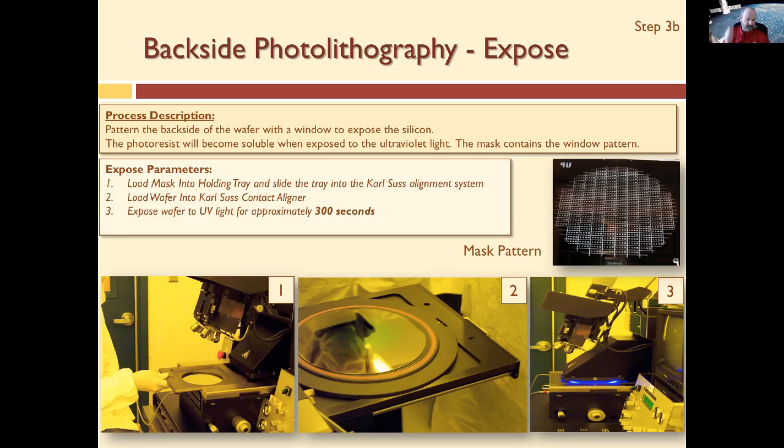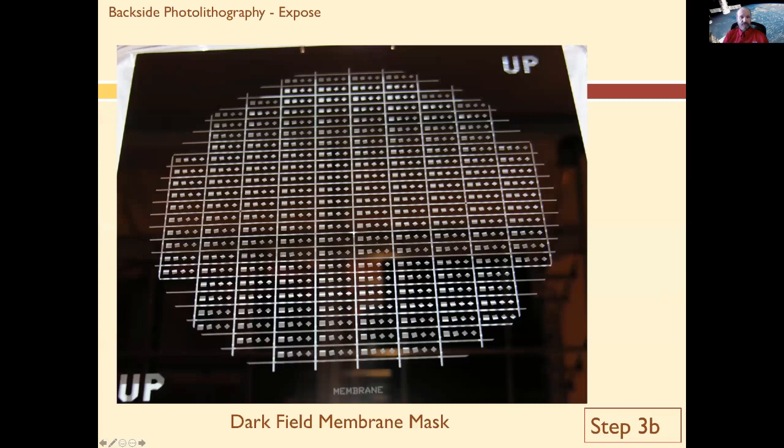And if you remember, it's 3 milliwatts per square centimeter is the intensity. So if you multiply 3 by 300 seconds, that'll give you the millijoules. So it's quite a bit of millijoules to expose this thick photoresist. The reason we need thick photoresist is because the etch is pretty tough, and it'll chew up the photoresist and the silicon nitride at the same time. So that's a close-up of the photo mask.